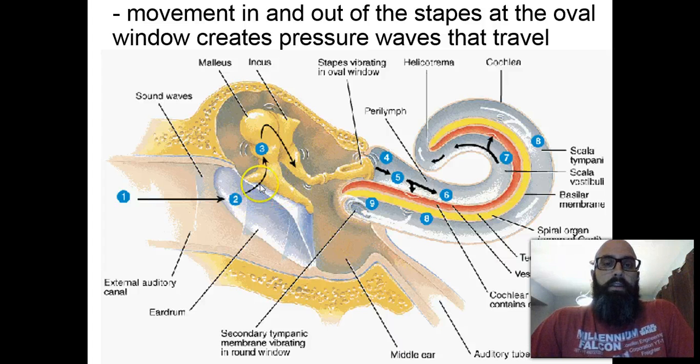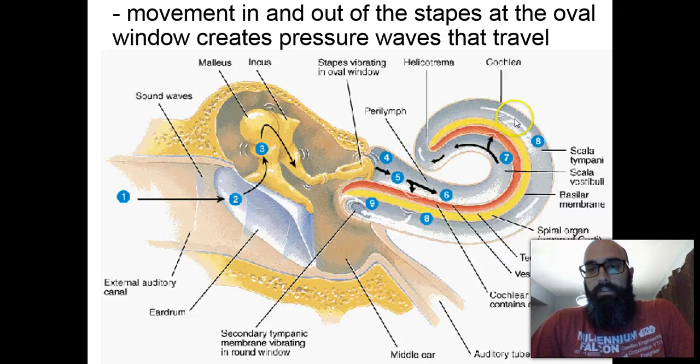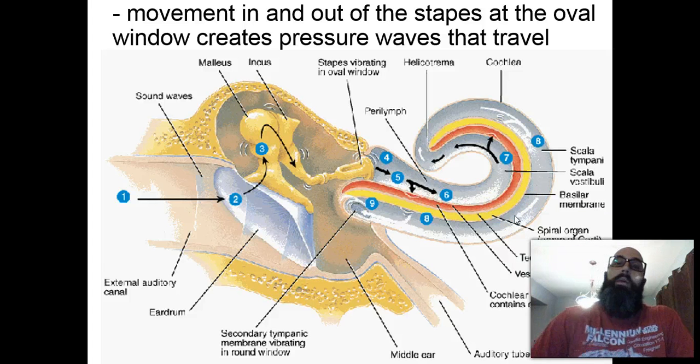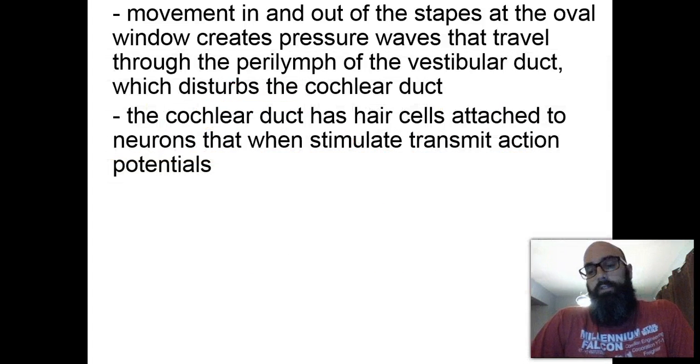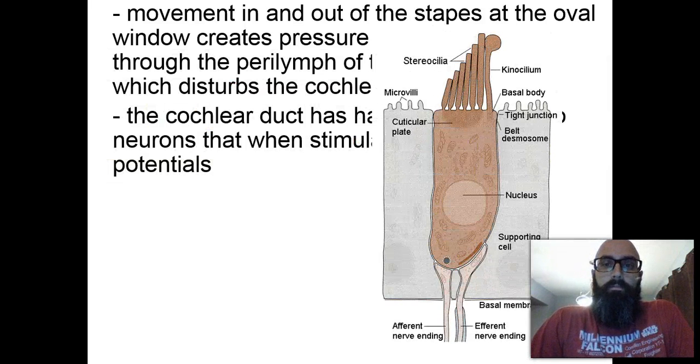So if you see the malleus moves, the incus moves, the stapes moves, right here is the oval window. When this stapes moves in and out, it creates waves that travel throughout the cochlea. And the distance, or how far a wave can travel before the energy is dissipated, depends on the frequency of the wave and the amount of energy carried in the wave. Actually, it just depends on the frequency of the wave.